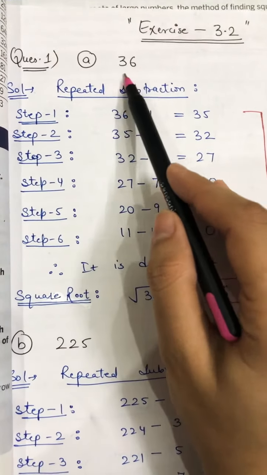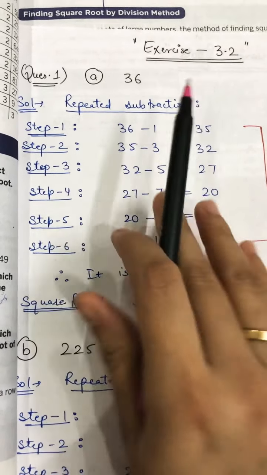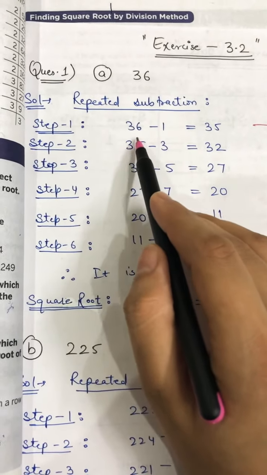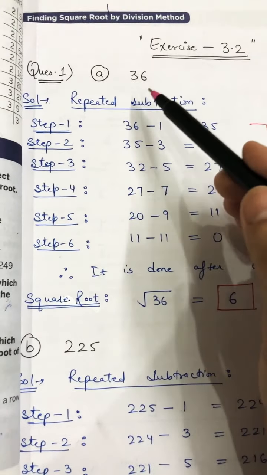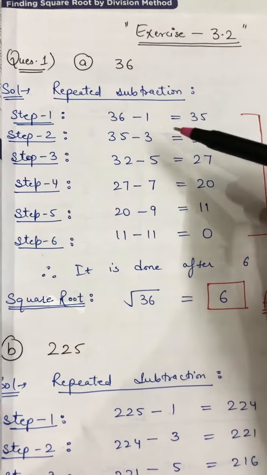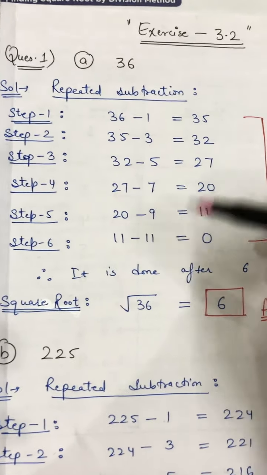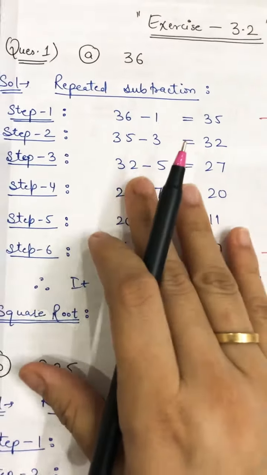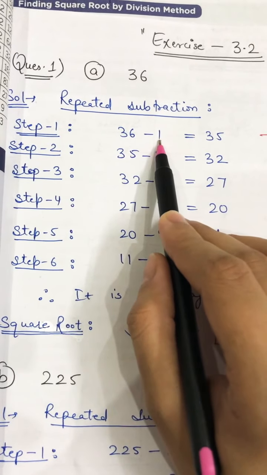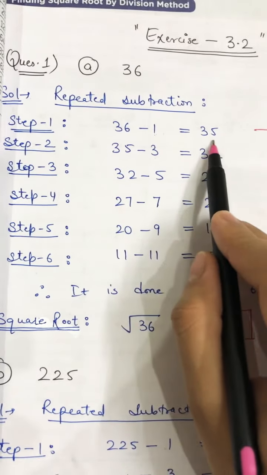Now I'll tell you, to find the value with repeated subtraction, there are some steps. Okay, first of all, suppose your question is 36. You have to write in this way. Step number 1: you have to subtract 36 minus 1, which means you subtract step by step all the odd numbers in the series. Okay, first of all listen carefully. First step is you subtract 1 from 36. 36 minus 1 is equal to 35.